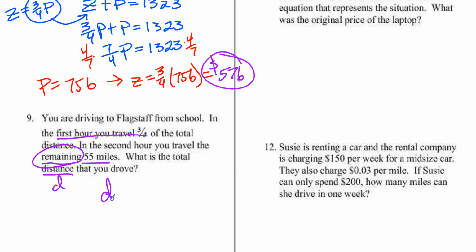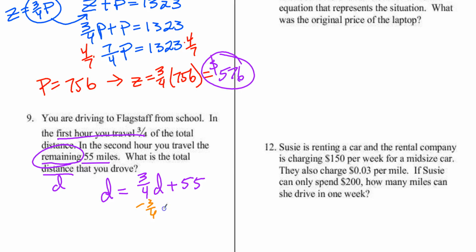So the distance we drove is equal to the distance we drove in the first hour, which was 3/4 of the distance, plus in the second hour we drove 55 more miles. Now we can solve that equation.